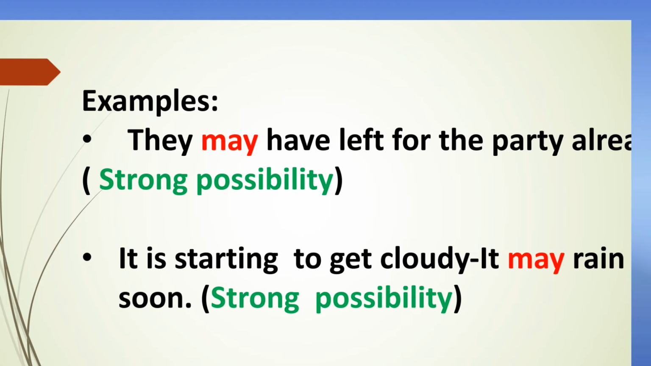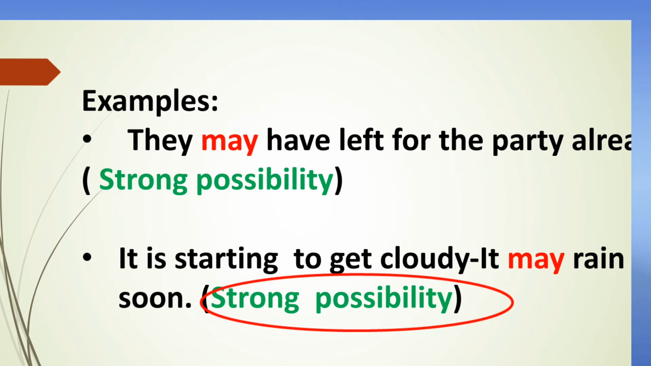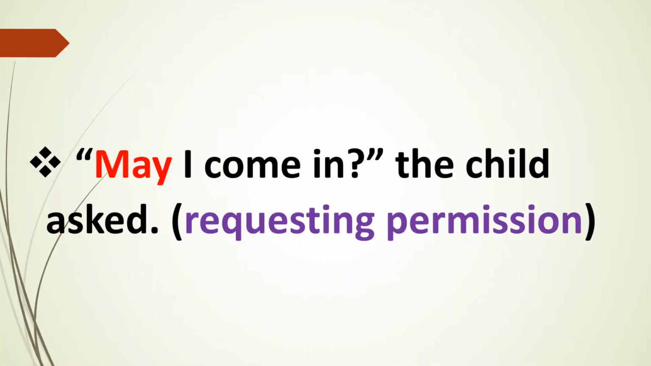So look at the next one. It is starting to get cloudy. It may rain soon. So look at the weather. The weather is so cloudy. The possibility of the rain is very strong. So that's why the example is, it is starting to get cloudy, it may rain soon.